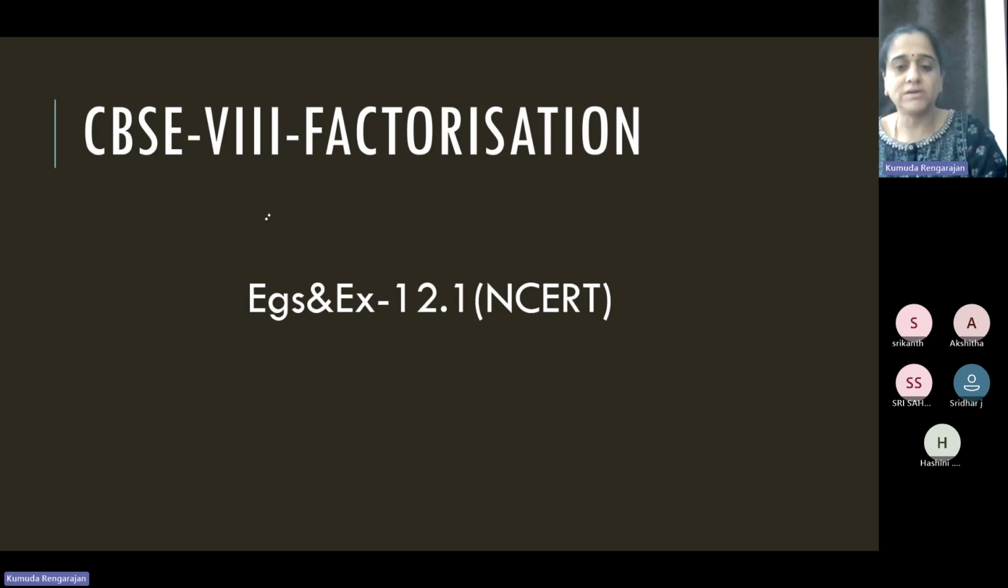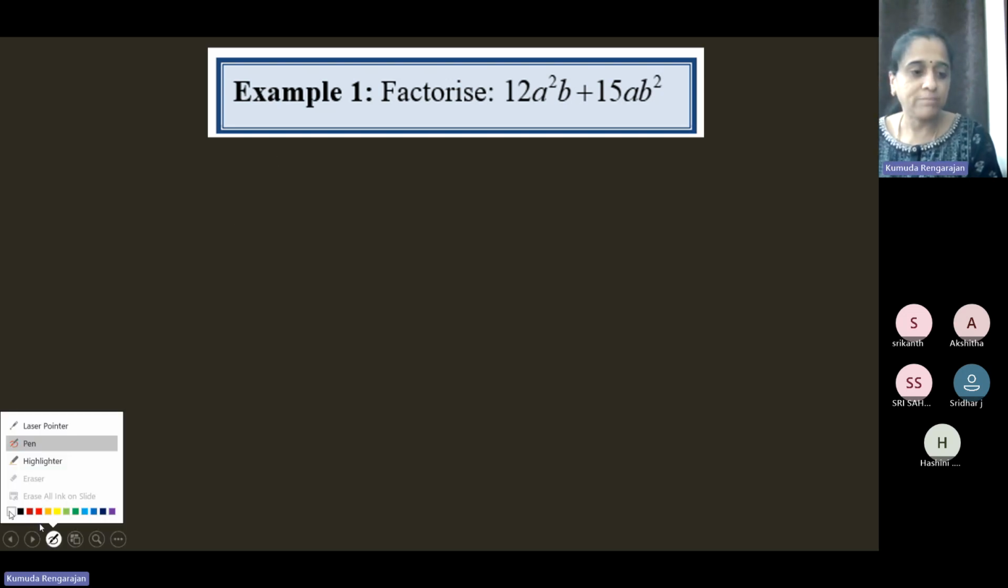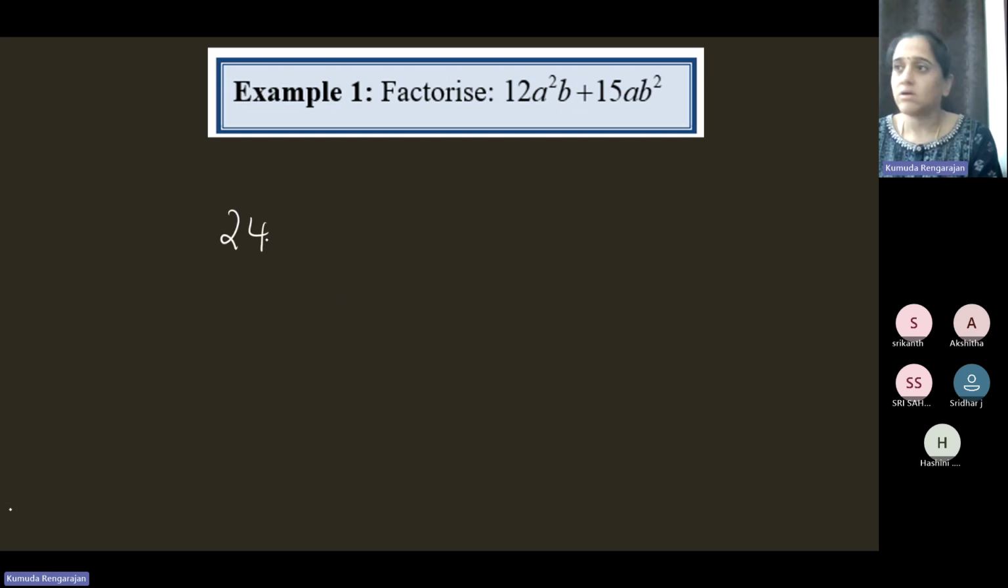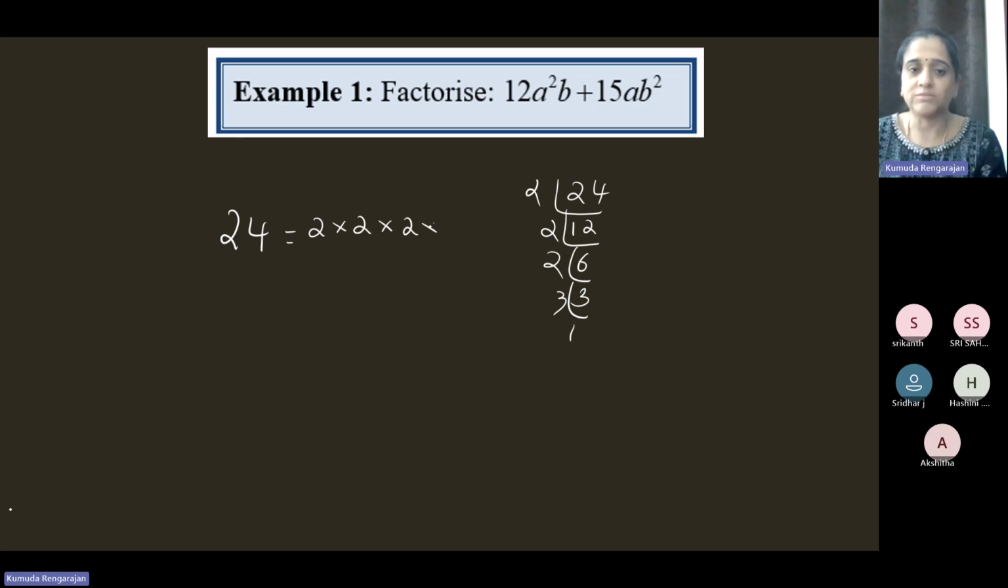Good evening. So today's topic is factorization. We have seen how to factorize numbers. For example, if you have to factorize 24, how do we factorize 24? 24 is 12 times 2, 6, 2, 3, 3, 1. So 24 can be written as a product of its prime factors like this: 2 into 2 into 2 into 3. So 24 is a composite number, and you can write this composite number as a product of its prime factors like this.